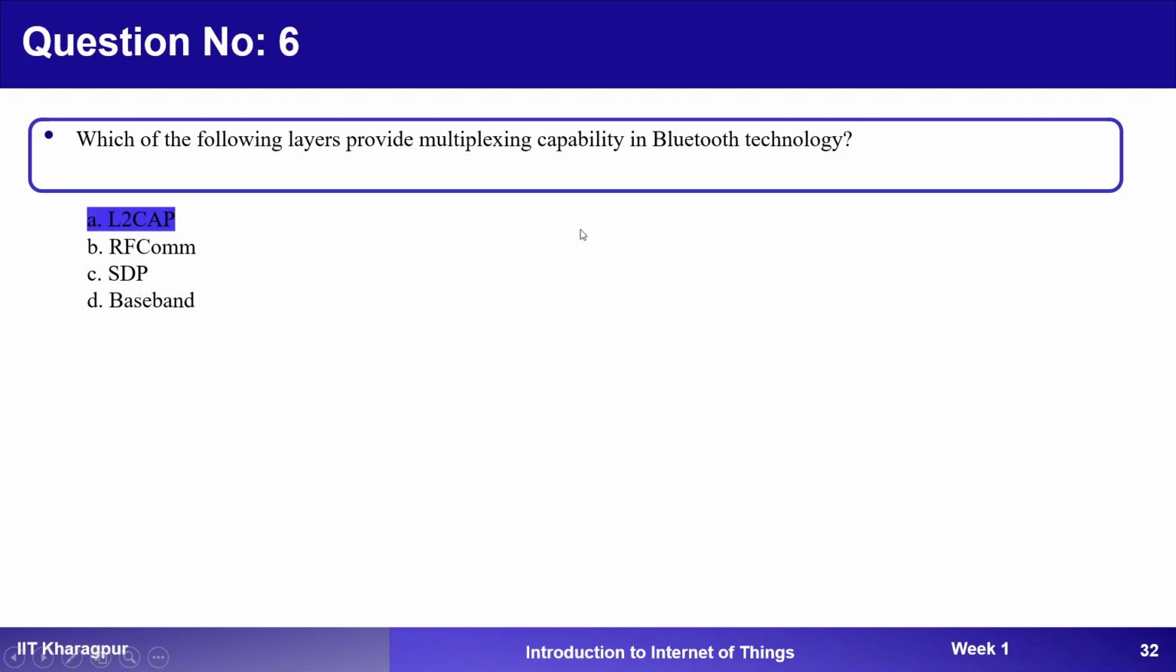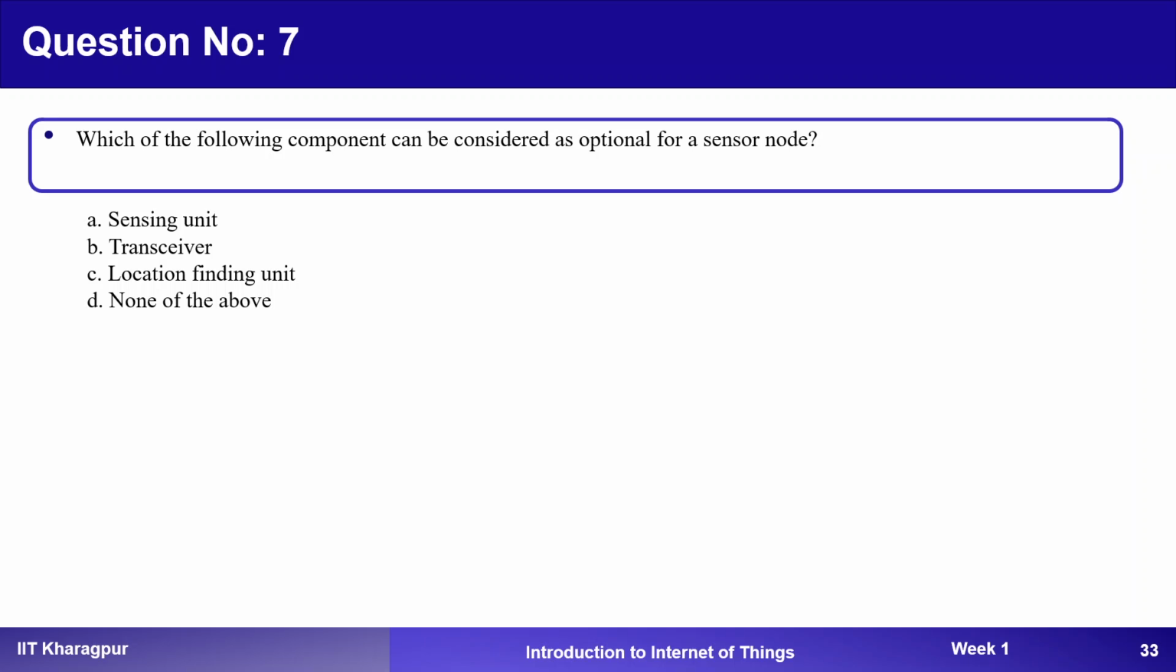Now the next question, question number 7, is which of the following components can be considered as optional for a sensor node? Options are sensing unit, transceiver, location finding unit, and none of the above. Anyone wants to give an answer to this question? Okay.